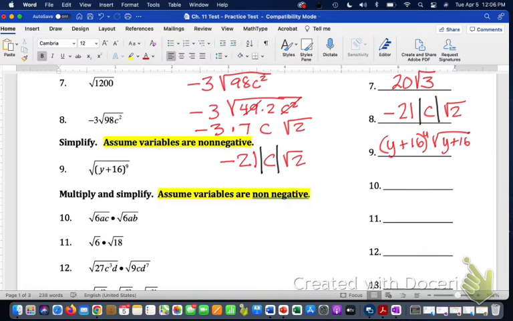Number 10 is 6ac times 6ab. 6 times 6 times a squared times bc. Well, we can pull a root out of 6. I can pull an a out, and what stays under the radical is bc. I don't need absolute value, so it's 6a rad bc.